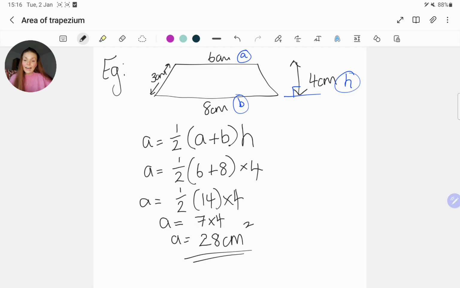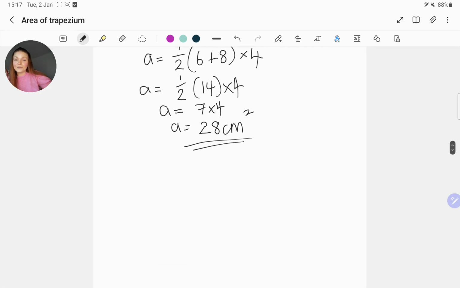So then it became a half of 6 plus 8. To do that in your head, you can think, well, 6 and 6 is 12, and 8 take away 6 is 2, so 12 add 2 more is 14. Then I just wrote that down. Half of 14 times your 4. Half of 14 is 7, times your 4, and 4 sevens are 28. Do not forget your centimetres squared.